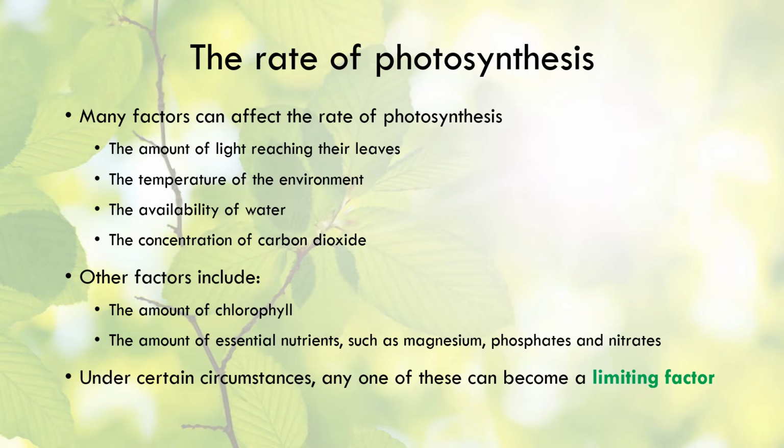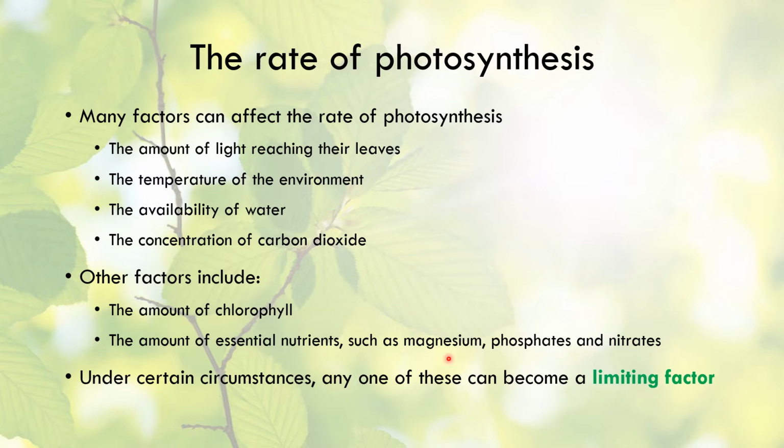So you can see obviously these things here, the amount of light is going to be quite a crucial limiting factor, the temperature, the availability of water and the concentration of carbon dioxide, but also the amount of chlorophyll in the leaf. So a variegated leaf has a lot less chlorophyll than an unvariegated leaf. And the amount of essential nutrients such as magnesium, phosphates, nitrates, all of these are really important.